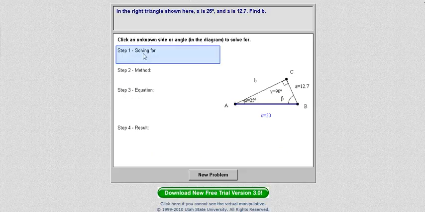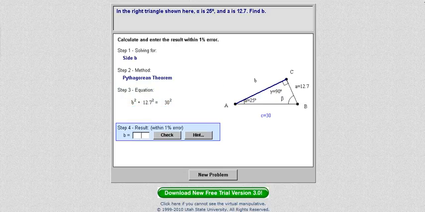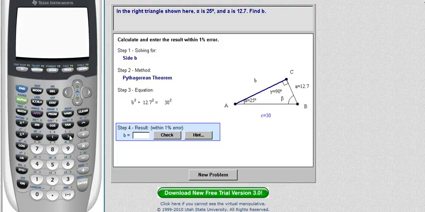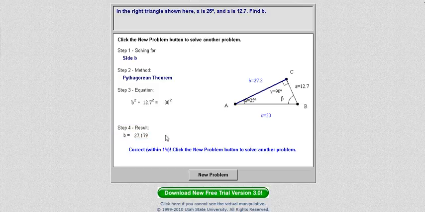So I'm going to solve for side b using the Pythagorean theorem, and I know that I'm going to start from the hypotenuse, that little c squared is equal to b squared plus a squared, and I would find that on my calculator one more time by using 30 squared minus 12.7 squared, and that is equal to 738, and I want the square root of that answer, and that will give me 27.179, which I enter here, 27.179, check, and we're good to go with that.